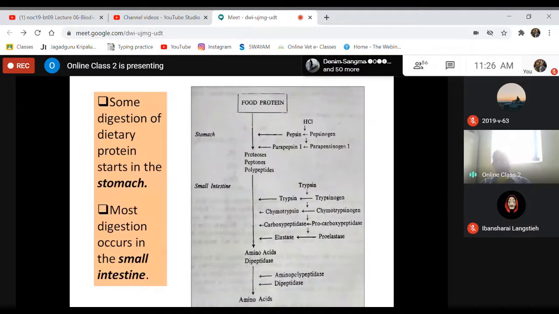So digestion mainly occurs in the small intestine in case of non-ruminant animals, but there may be some digestion of protein in the stomach, because there will be secretion of some zymogens which will be activated to their active form, and there may be some digestion. But since the ingesta or feed stays for a very short time in the stomach, there will not be much digestion of protein in the stomach, and most of the digestion will occur in the small intestine with the help of different proteolytic enzymes.